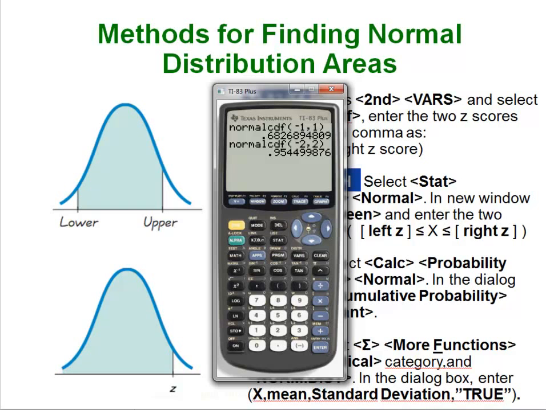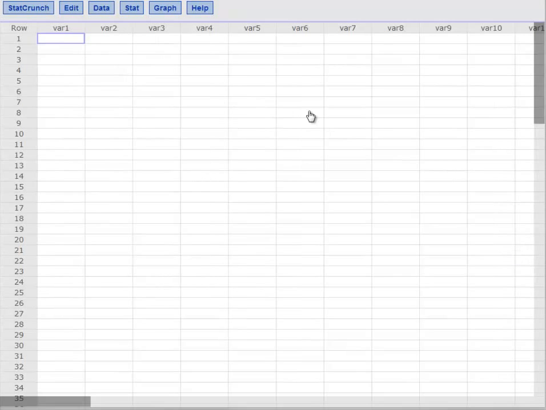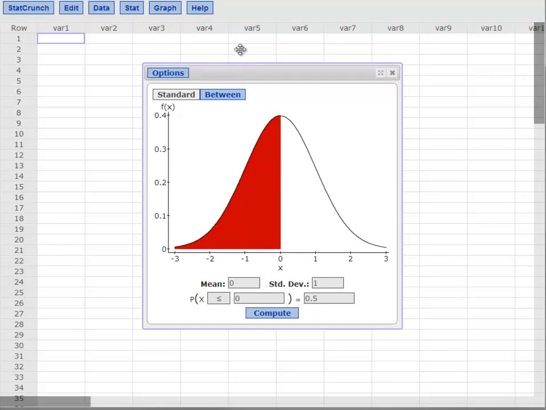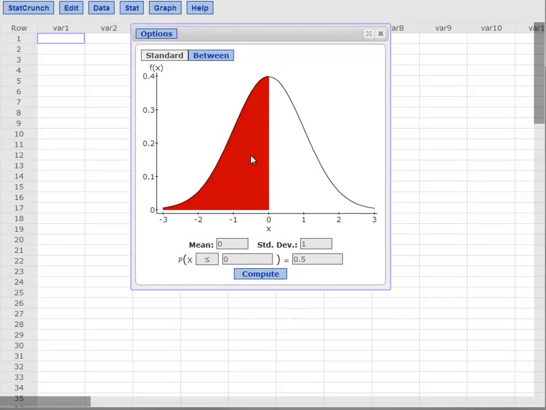Okay, StatCrunch, just as easy. Let's take a look at StatCrunch here real quick. Okay, so here is your StatCrunch page when you open it up. What you want to do is go to Stat, Calculators, and then Normal, because we're dealing with a normal curve. That brings up your new little window. And the thing that's nice about this is it gives you both options.